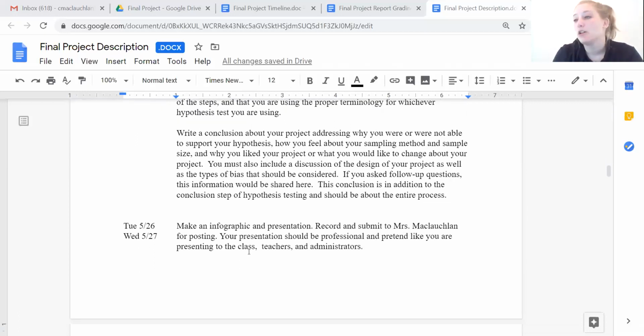All right, so you're going to make your infographic, and you're going to use Venngage to do this. I have a video that I will be posting in addition to this one that walks you through the steps. If you need additional assistance with Venngage, we can set up a time to chat with Ms. Elgert. She's kind of the guru with that.